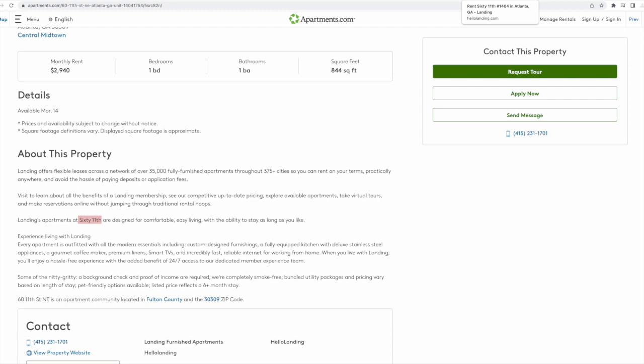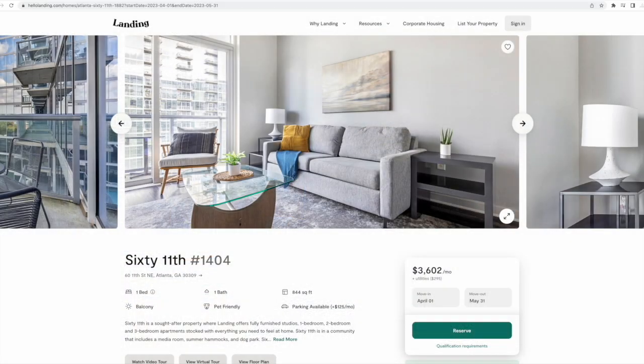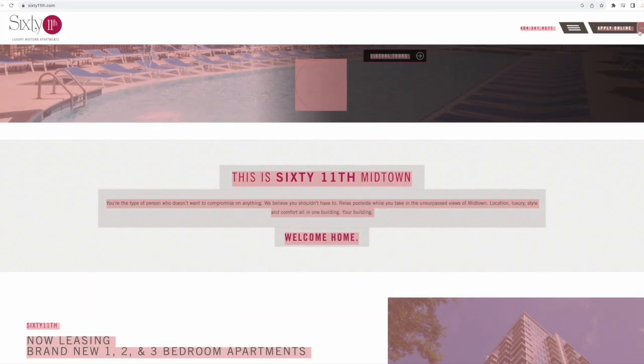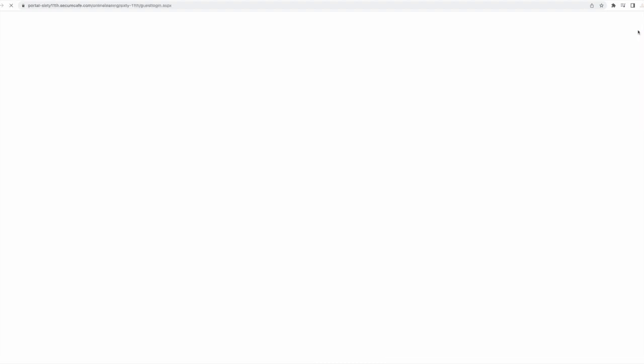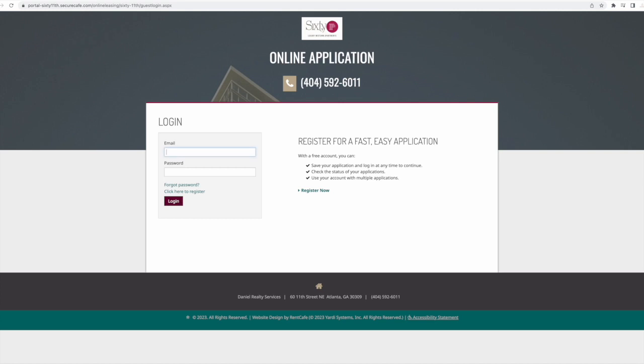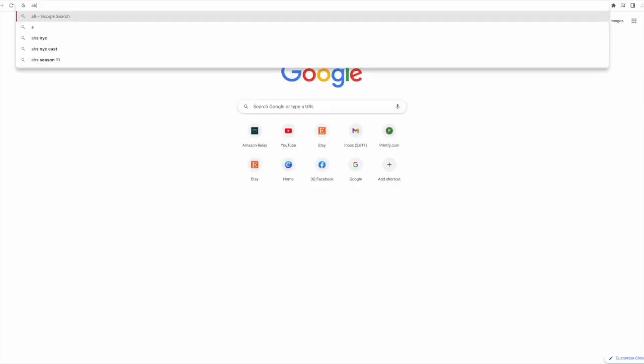And once again, this is not a hardcore example. This is something I found easy, but just to give you guys a concept of how to reverse engineer. From there, I figured out that it was the 6011. Apply online. So once again, Hello Landing is a huge corporation. So yeah, they're a good place to start.